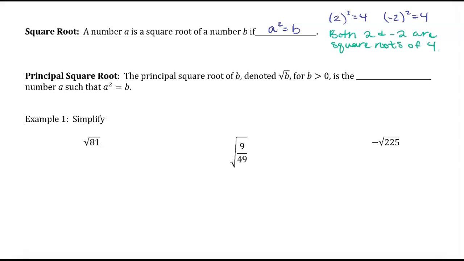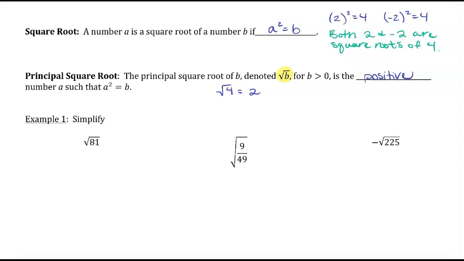For a positive number b, the principal square root of b, written like this, is the positive number a such that a squared is b. So the principal square root of 4 is positive 2. Even though negative 2 is a square root of 4, it is not the principal square root. Positive 2 is. Let's take a look at a few examples.